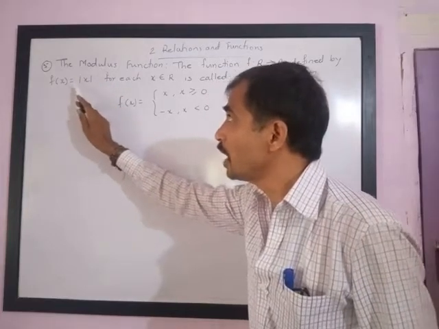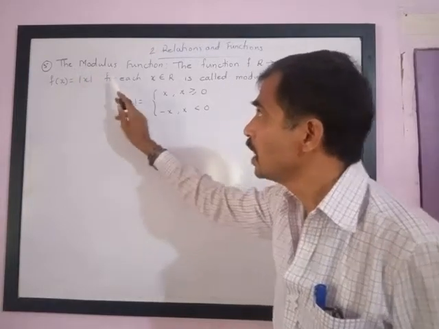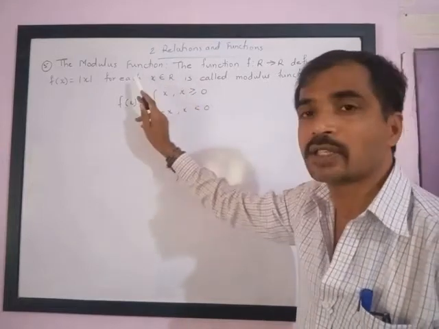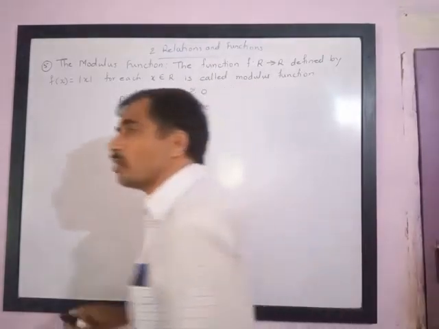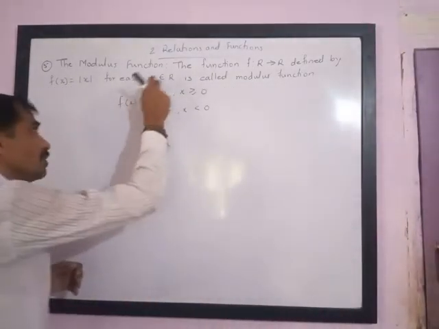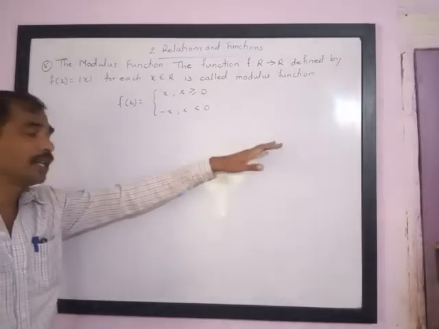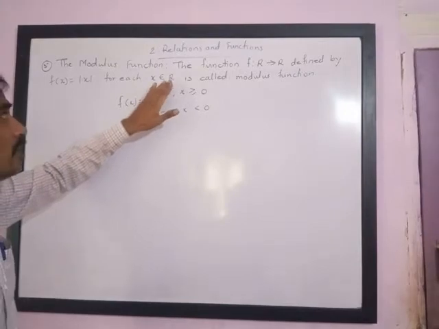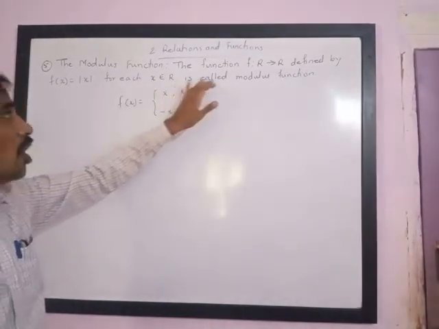The function is defined as the modulus value of x, or you can say the absolute value of x, for each x belonging to real numbers. Here x can take all the values of the real numbers, that is, rational numbers as well as irrational numbers. It can be 0, 1, 2, 3, integers, fractions, negative integers, even irrational numbers like root 2, root 3. This is called a modulus function.